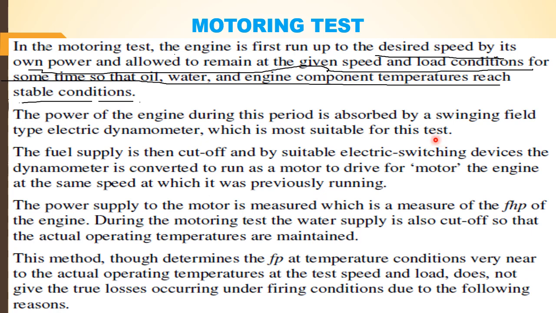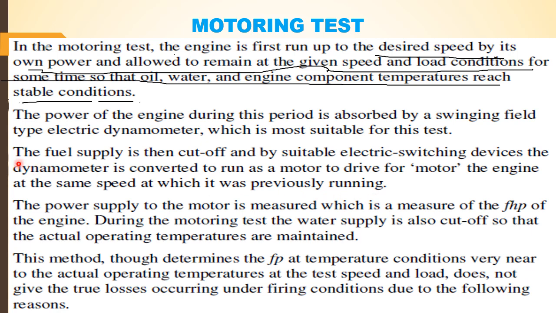So when we are going with this motoring test, we have to reach a stable condition first. We have a system with an electric swinging field dynamometer, in which the fuel supply is then cut off, and by a suitable electrical switching device, the dynamometer is converted to run as a motor to drive, or motor, the engine at the same speed at which previously it was running.